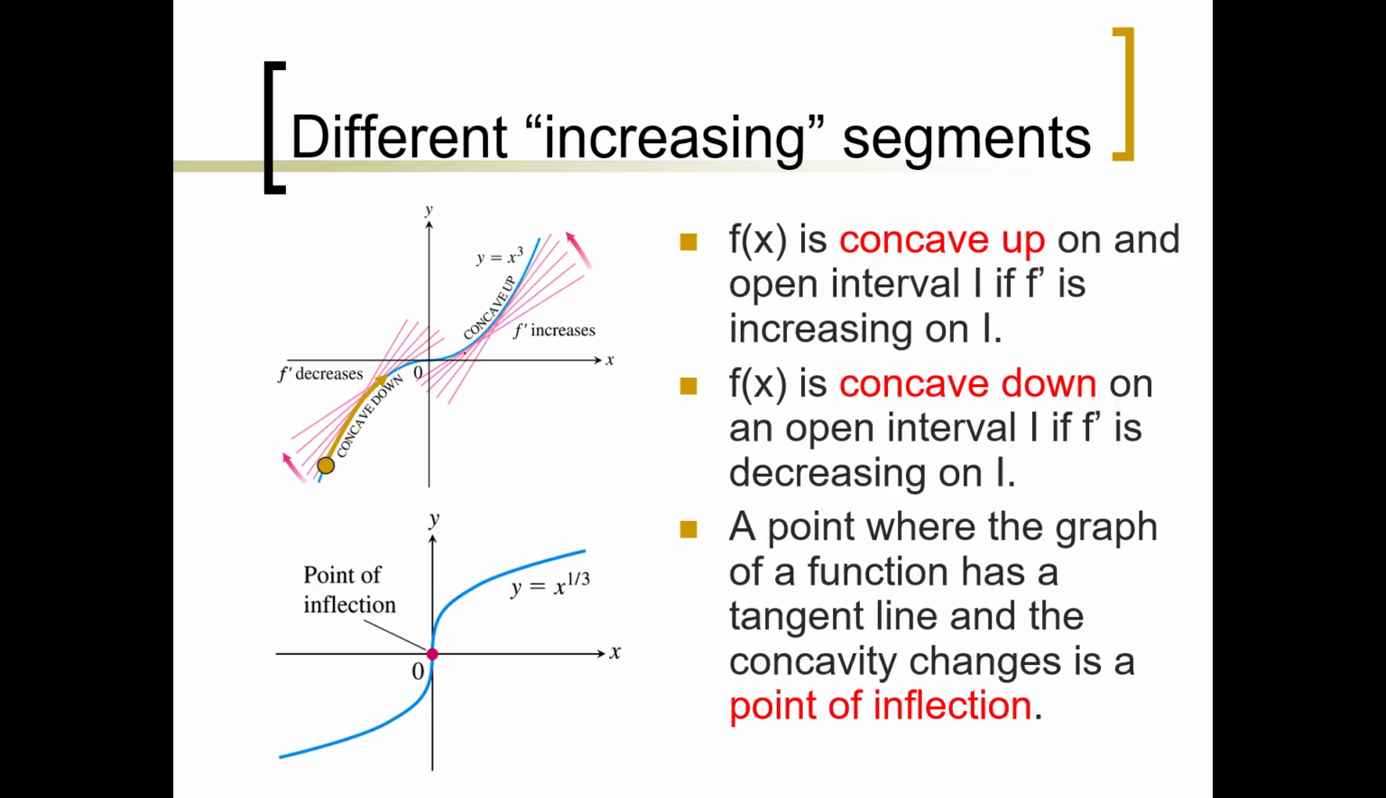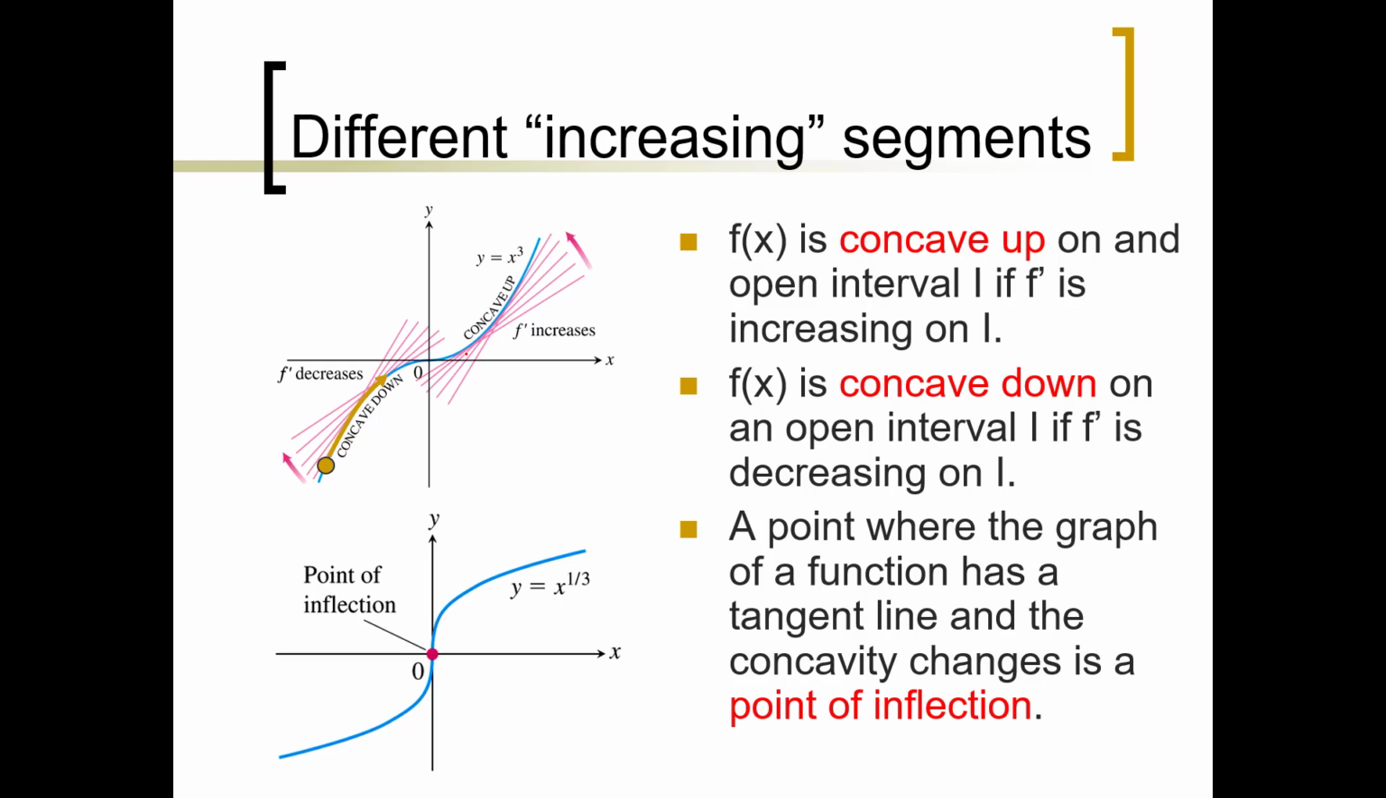Now, if the tangent line is rotating counterclockwise, that means the slope is becoming steeper, and therefore the derivative, being the slope, must be increasing. So we'll say from now on that a function is concave up if and only if the derivative is increasing on that interval. For the same reason, we'll say that a function's graph is concave down on a certain open interval if the derivative is decreasing on that interval.